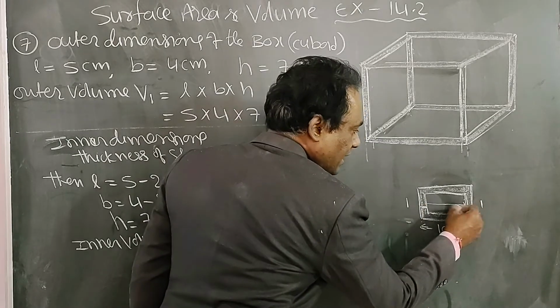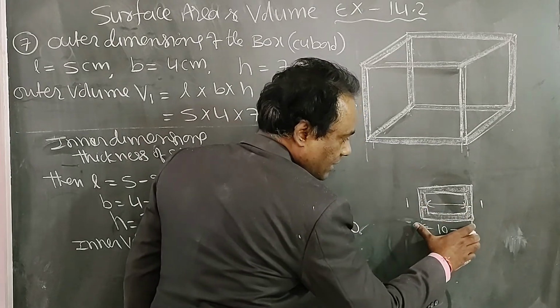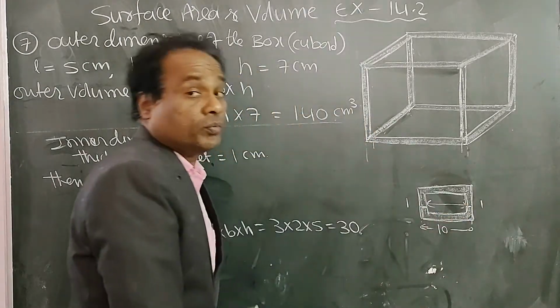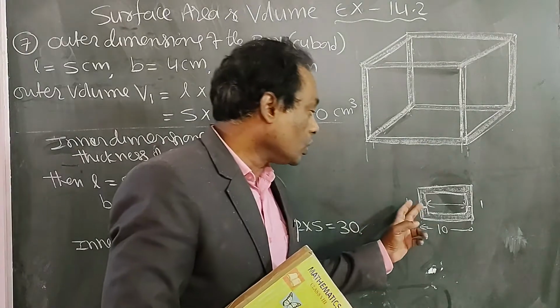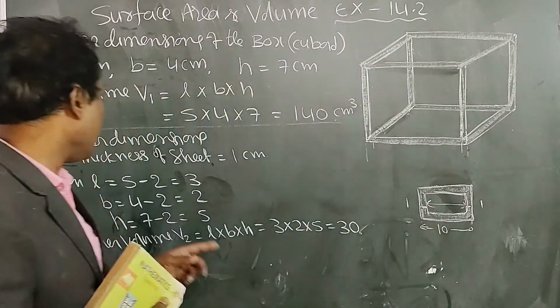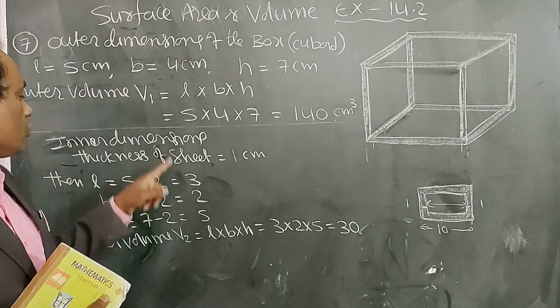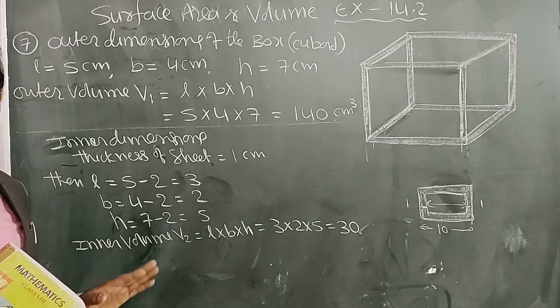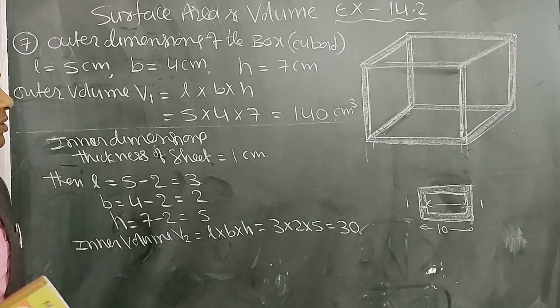Then what is the inner length? Inner length: 10 minus this side 1, this side 1. 10 minus 2. 2 should be subtracted, not 1 time, 2 times, because this side 2 times, no? 10 minus 2. Same way, 5 minus 2, 3. 4 minus 2, 2. 7 minus 2, 5. So then inner volume is this one.